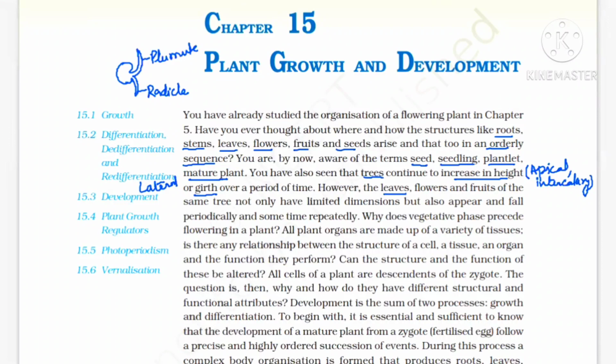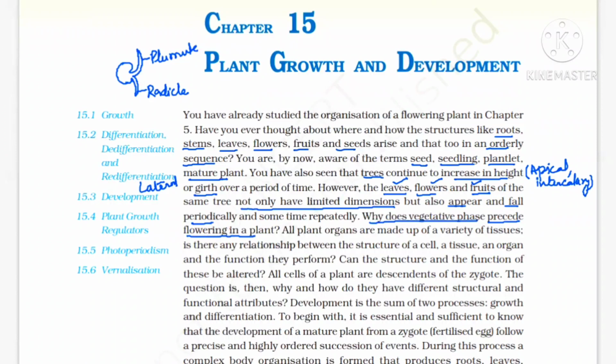But if you see leaf, flower and fruit, they will not have unlimited dimension, meaning they will not grow continuously, they are having a particular size. After that they will not grow further, and they appear and fall periodically. You know this very well, that leaf, flowers and fruits are the three structures of the plants which have limited dimension and they appear and fall. Now the main thing is that root, stem, leaf, they are part of the vegetative phase. The first vegetative phase will come, after that only the reproductive phase will come, meaning flowering is coming.